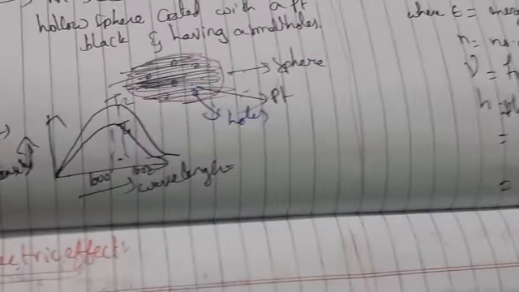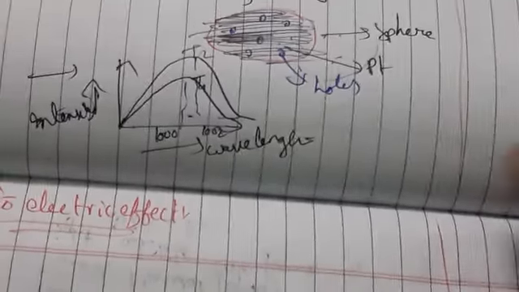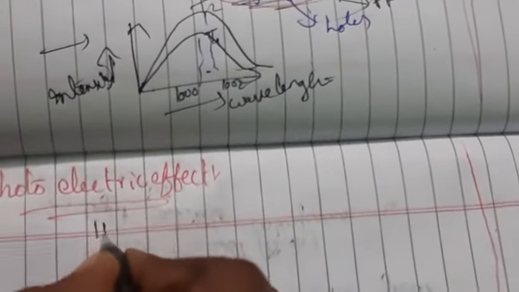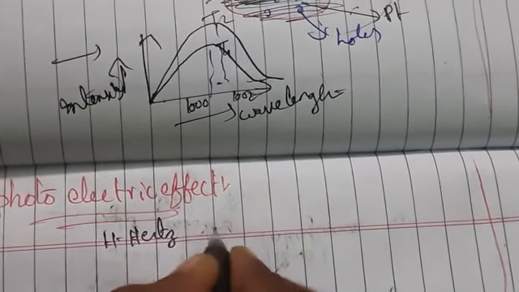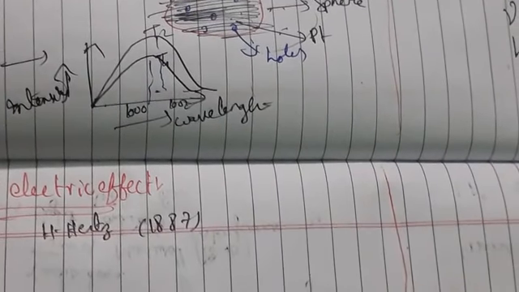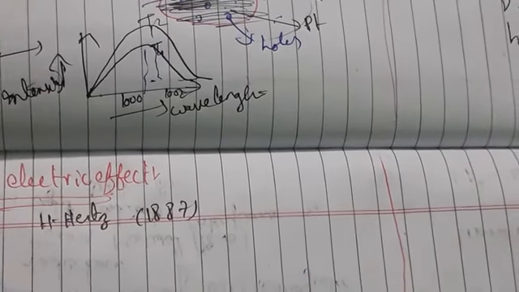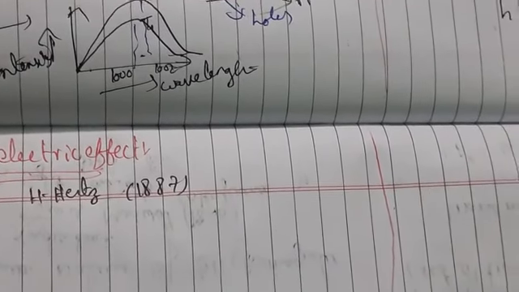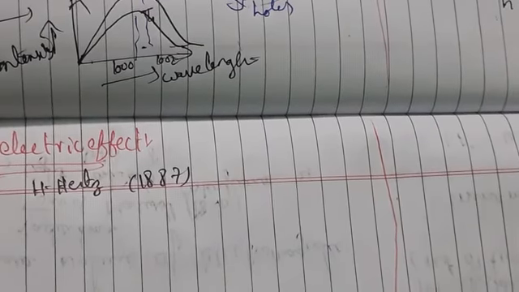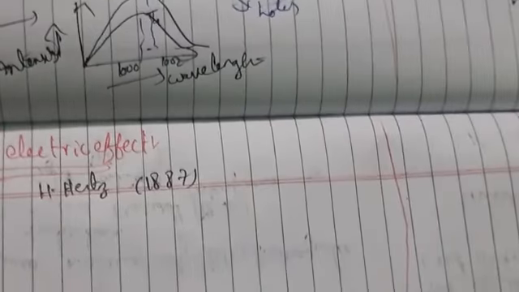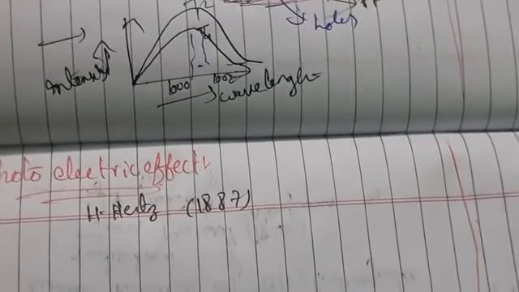Hello students, we have seen Planck's quantum theory, the particle nature. Now let us discuss the photoelectric effect. In 1887 Hertz explained how electrons were ejected when certain metals, like potassium and rubidium, are exposed to a beam of light. That we call the photoelectric effect. Hertz discovered this experiment.